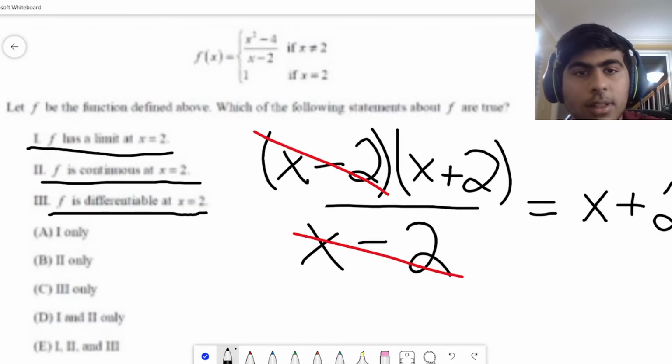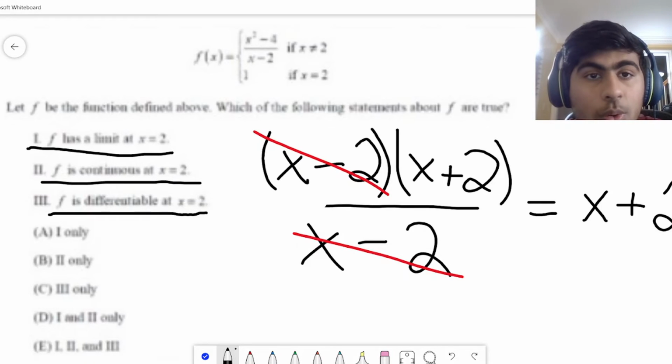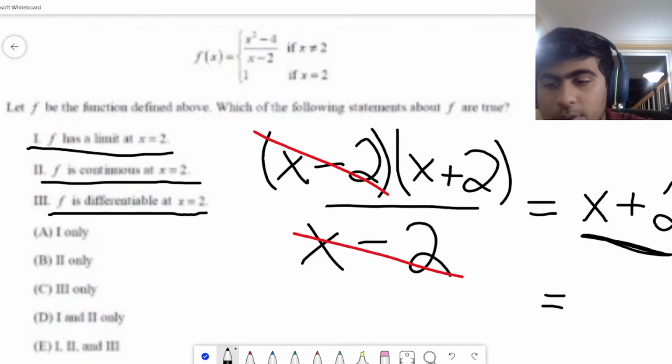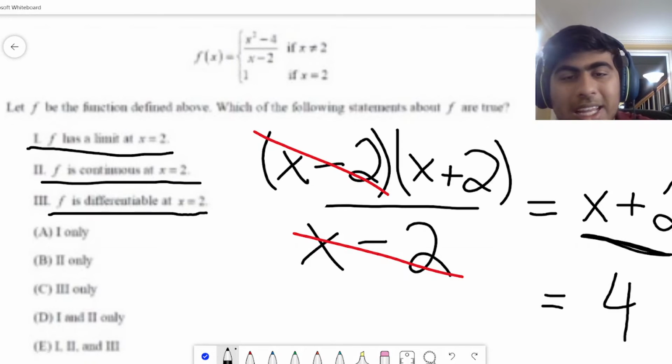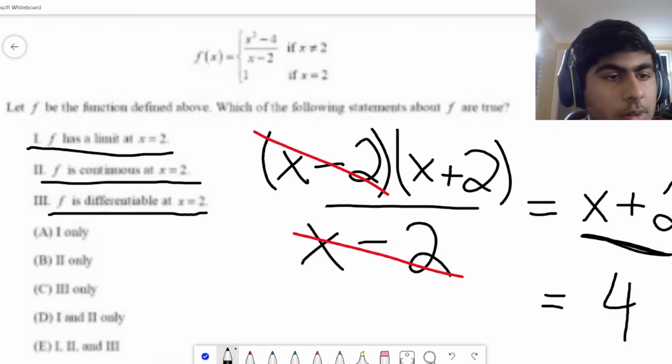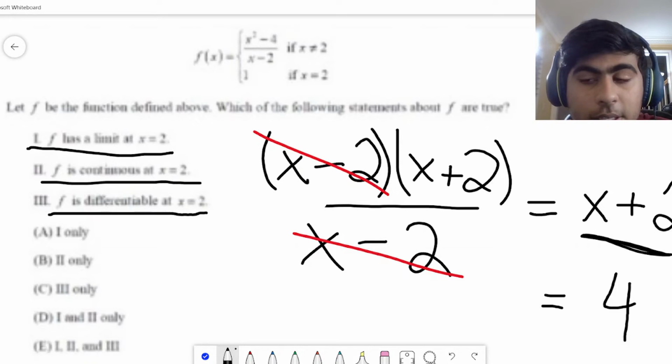If x is not equal to 2, then we have x plus 2 as our function. So as we approach x equals 2, our limit is going to use this function. Let's plug in 2 here, and we get 2 plus 2 equals 4. Now, this is not our actual value at x equals 2. Keep that in mind. This is the limit as x approaches 2, right? Well, that means that f does have a limit at x equals 2.